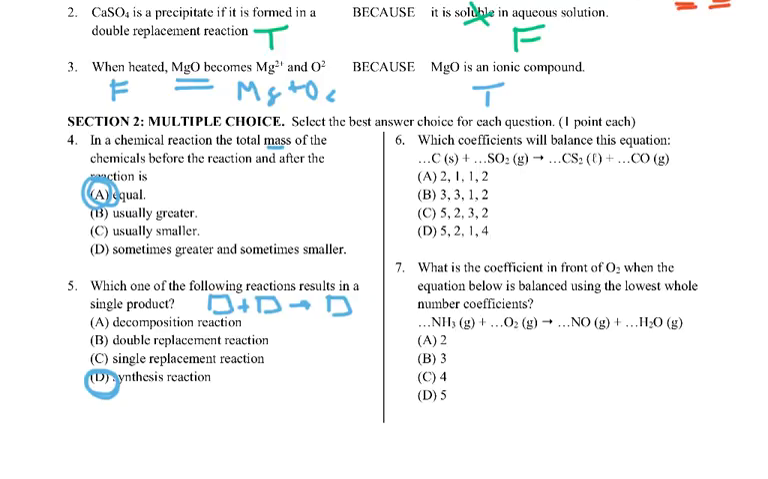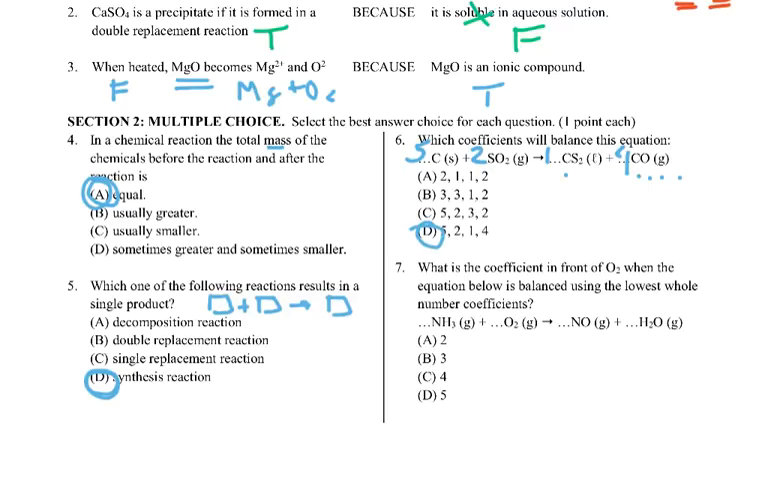Number 6, coefficients that will balance this equation. Well, looking at this, I kind of think I would start here at the CS2, because that gives me 2 sulfurs. And if I have 2 sulfurs, that means I'm going to have a 2 here. Now that means I'm going to have 2 times 2, 4 oxygens, which would give me a 4 over here. And I have 1 carbon here, and I have 4 carbons here, so I have 5 carbons, so I'll put a 5. So I want an answer that's 5214. There it is, answer D, 5214.